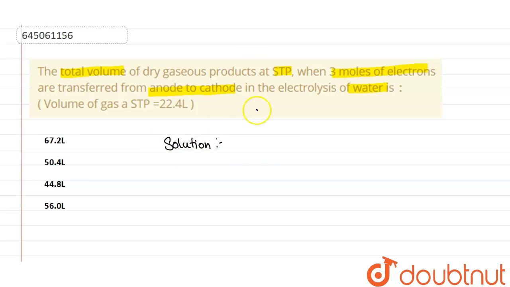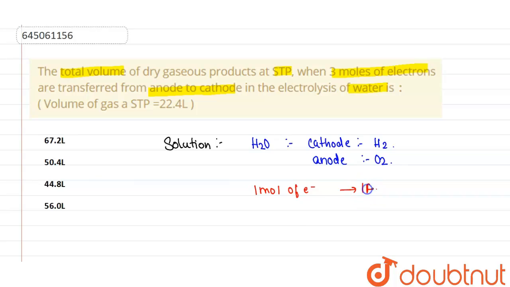So in the question, electrolysis of water is being done. So it means at the cathode, hydrogen will be produced, and at the anode, oxygen will be produced. In the question it is written 3 moles of electrons. When 1 mole of electrons is considered, 1 Faraday of electricity is used. So for 3 moles, 3 Faradays of electricity will be used.